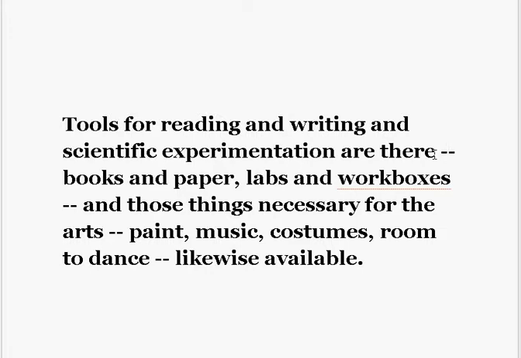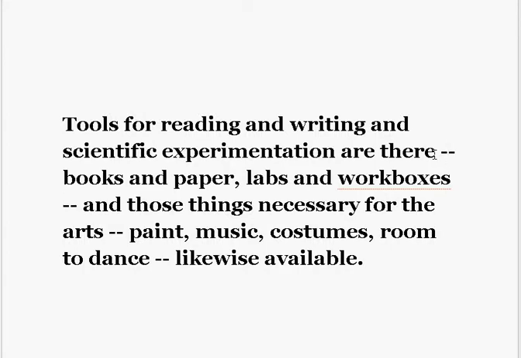Now, the other type of list that you can do would be a list in the middle of a sentence. In this sentence here: tools for reading, writing, scientific experimentation are there. Books and paper, labs and work boxes, and those things necessary for the arts. Paint, music, costumes, room to dance, likewise available. This is taken from an essay called A Bag of Possibilities and Other Matters of the Mind by Robert Fulghum. He's the guy that wrote Everything I Needed to Know I Learned in Kindergarten. And this is a sentence from that.